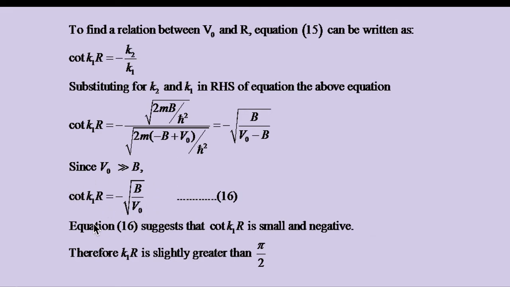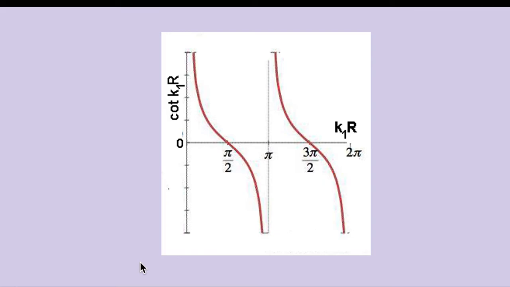Using this knowledge, you can say that K1R is slightly greater than pi by 2. How is it possible? This figure will explain that. Normally you have the variation of sin x, cos x, tan x, etc. This is known to you. Sin x varies like this, a sine function. Cos x varies like this. And we know the variation of tan, it is like this, increasing from 0 here.